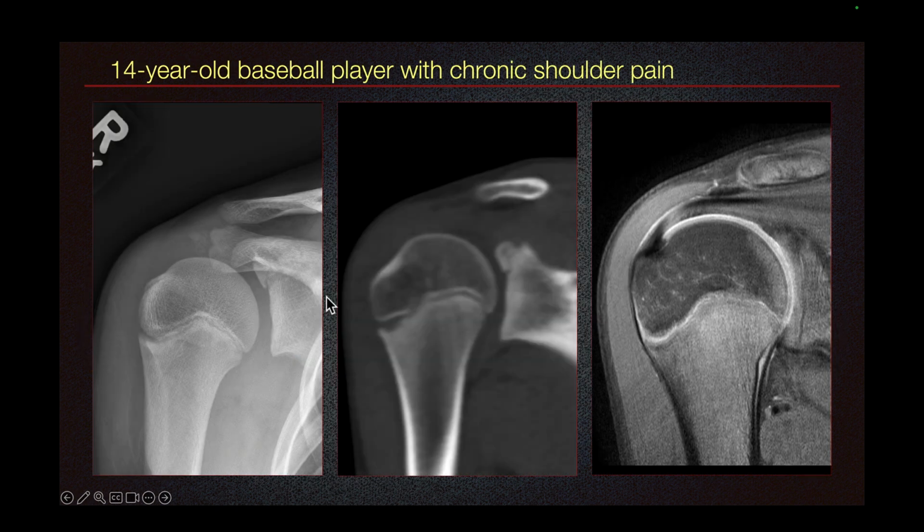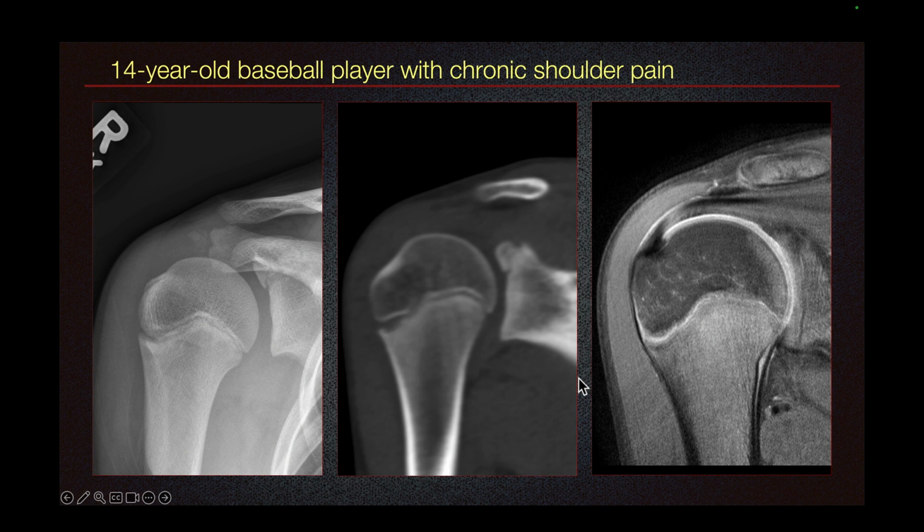We have another case of a 14-year-old baseball player with chronic shoulder pain. On the radiograph, we can see that there is subtle widening of the growth plate laterally. If we are unsure if the growth plate is actually widened or not, we can get a radiograph of the contralateral shoulder for comparison. In this case, we obtained the CT and we can see the widening of the growth plate.